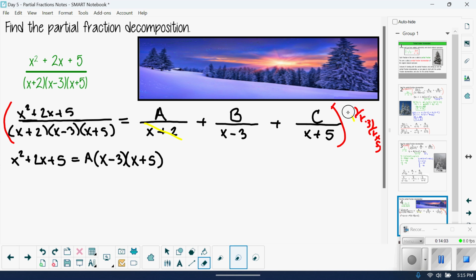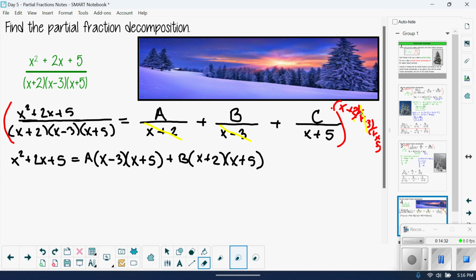Erase this because this only canceled out with that middle one. So this plus 2. Right, in our middle fraction, we have an x minus 3 as our denominator. So the x minus 3 would cancel out. So that would leave me with b times x plus 2 and x plus 5.